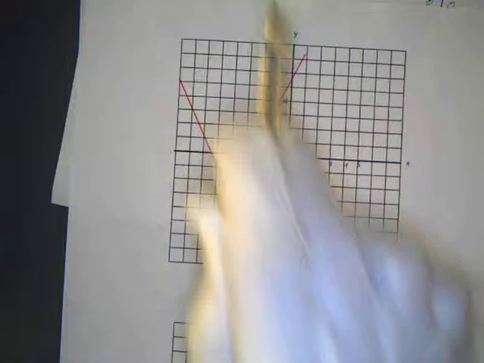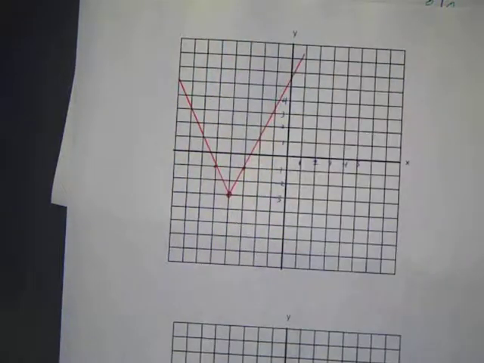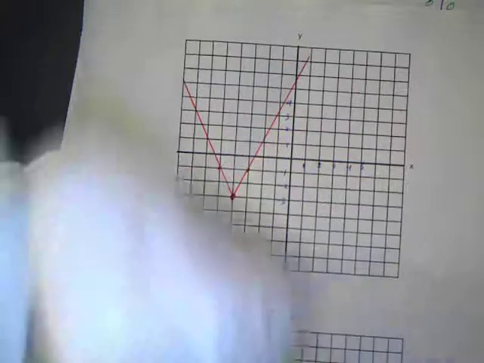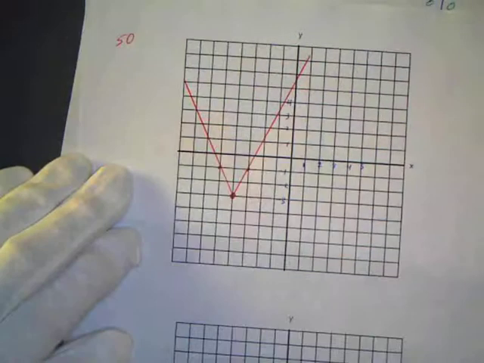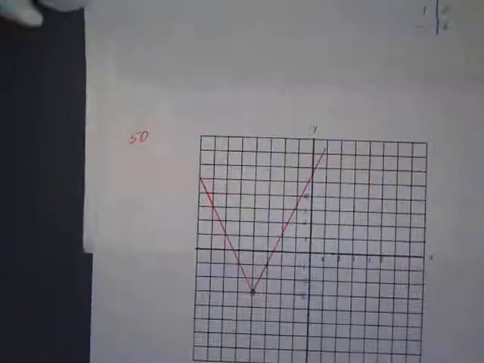It's a little skinnier because it's got a shape change with a 2 in front. If that number is bigger than 1, it makes it skinnier. If it's like a fraction, like a 0.5 or 0.3, it gets flatter. Okay, and that's all you have to do for number 50. There's the graph. And they want us to state the domain and the range.